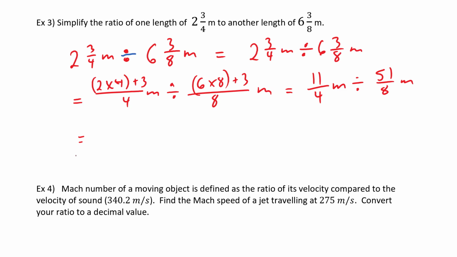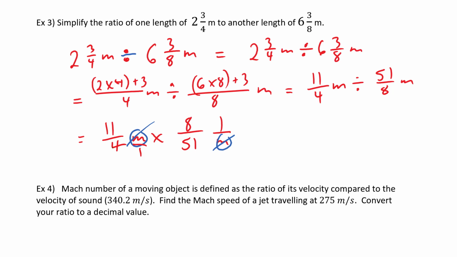Now, we flip and we multiply. And remember, we flip the meters as well. It goes down to the bottom. When we do that, you can see we have meters on the top, because that would be a fraction as such, and we have meters on the bottom. That's why they cancel out.